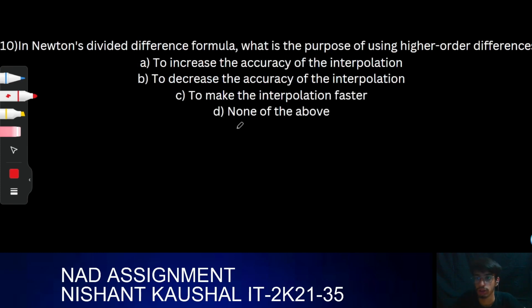Let us proceed to question number 10. In Newton divided difference formula, what is the purpose of using higher order differences? To increase the accuracy of the interpolation? Yes, that can be true. To decrease the accuracy of interpolation? No. To make interpolation faster? Nah. D, none of the above? No, none of the above cannot be because A looks true.